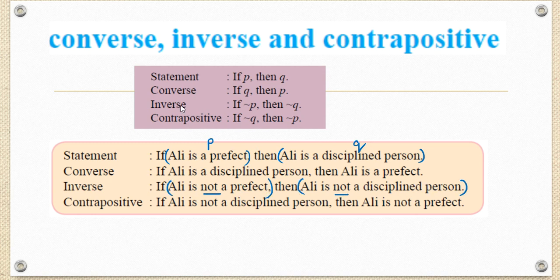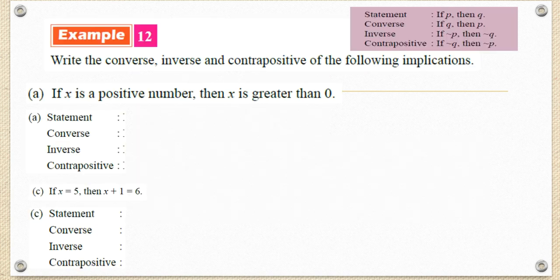This is inverse. Then how about contrapositive? Looking at this general form, if negation of Q, then negation of P. Meaning these two change position. So the one at the back will become the front. If Ali is not a disciplined person, then Ali is not a prefect. This is the first example.